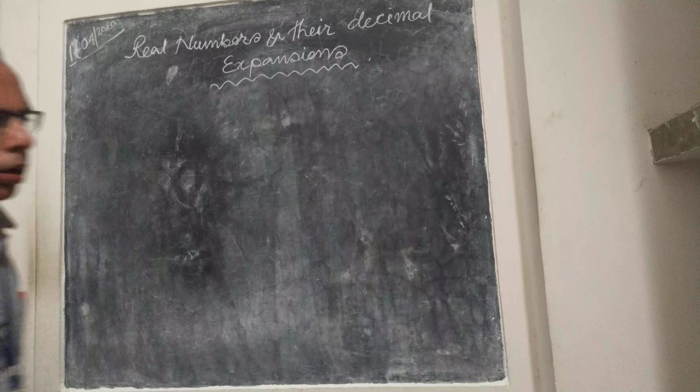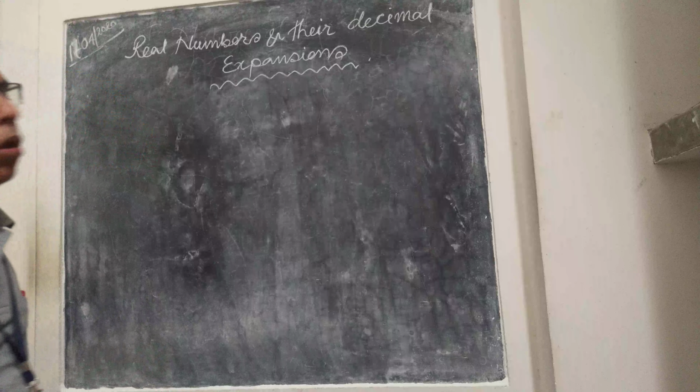Children, I hope you have gone through the last two videos, where I have shown how to represent an irrational number on a number line. Now today we'll see real numbers and their decimal expansion. Real numbers you already know. Decimals also you have come across.